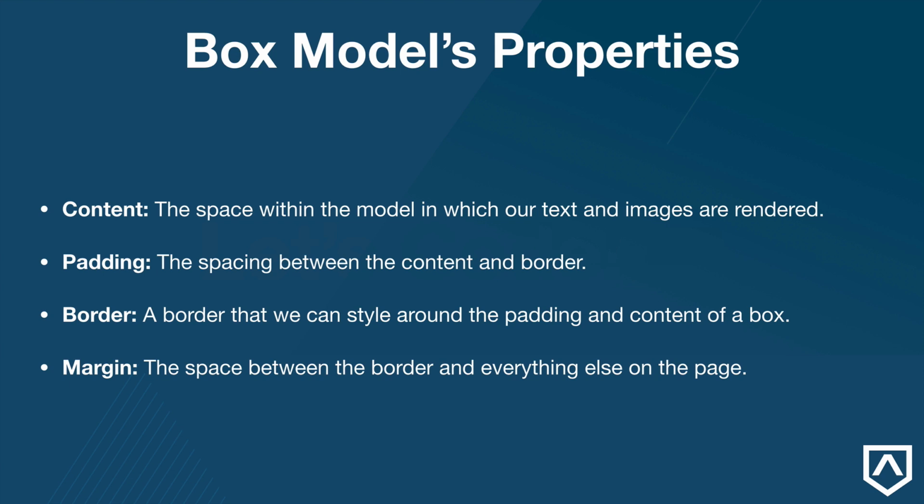So you can think about it like this: if you have some text that says text and then some padding around that text, that's the space between the content and the border of your content. And then a border we can style around the padding and the content of a box. We can actually style that border and add some sort of element that shows the border of our box. And then, of course, margin, which pushes things away from our elements. That's what margins are used for. It's to take your element and push it away from other items. It's the space between the border and everything else on the page.